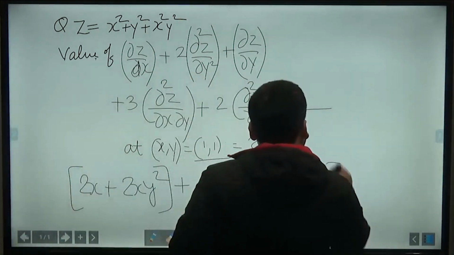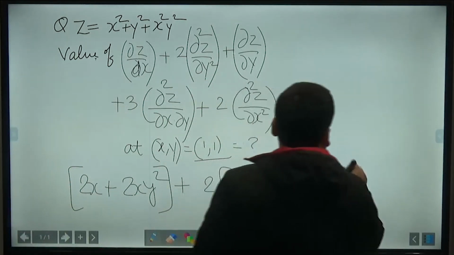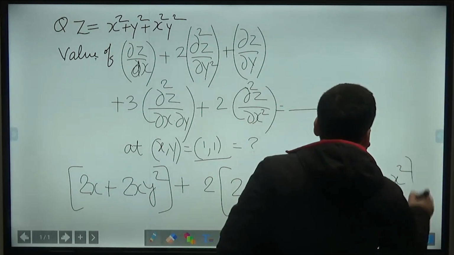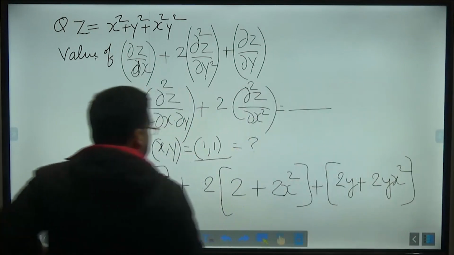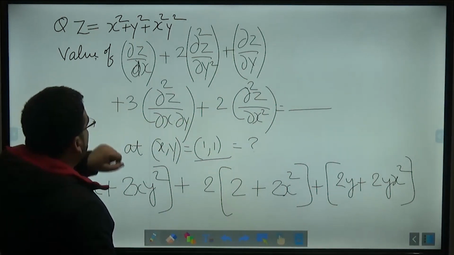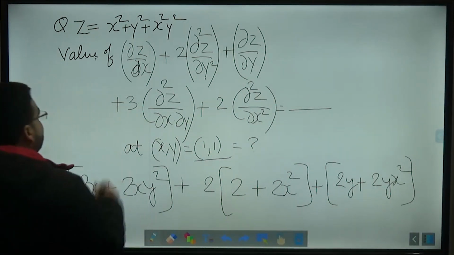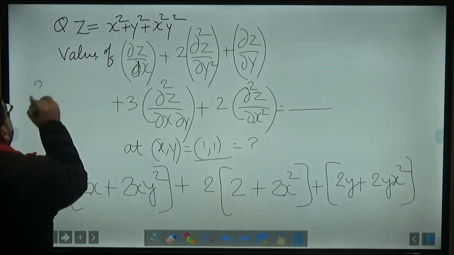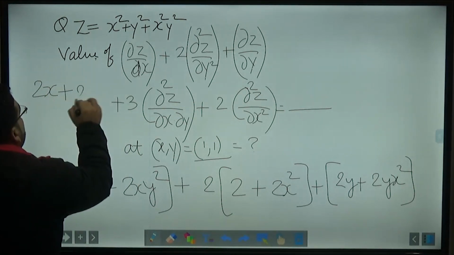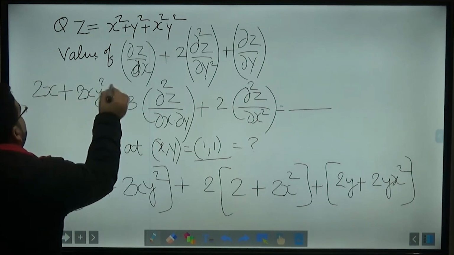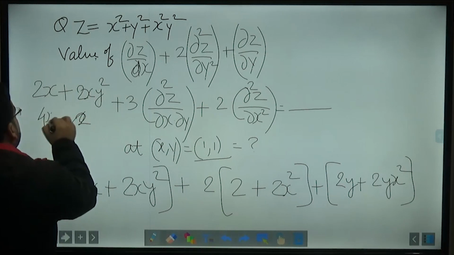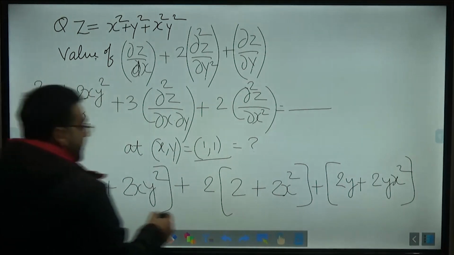Plus dou z by dou y. Dou z by dou y will be what? It will be 2 times of y plus 2 times of y x square. This will be dou z by dou y. Plus 3 times of dou square z by dou x dou y. First of all, let me do the partial derivative with respect to x. If you do it with respect to x, it will be 2 times of x plus 2 times of x y square. Now with respect to y, it will be 4 times of xy. So 4 times of xy it will be.